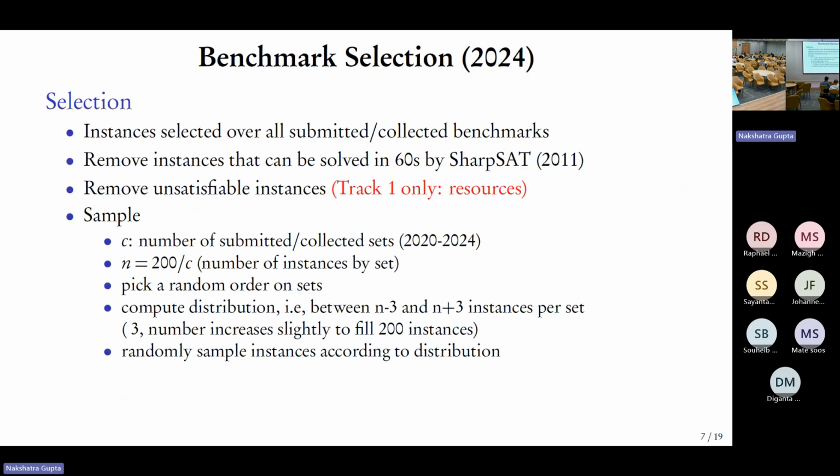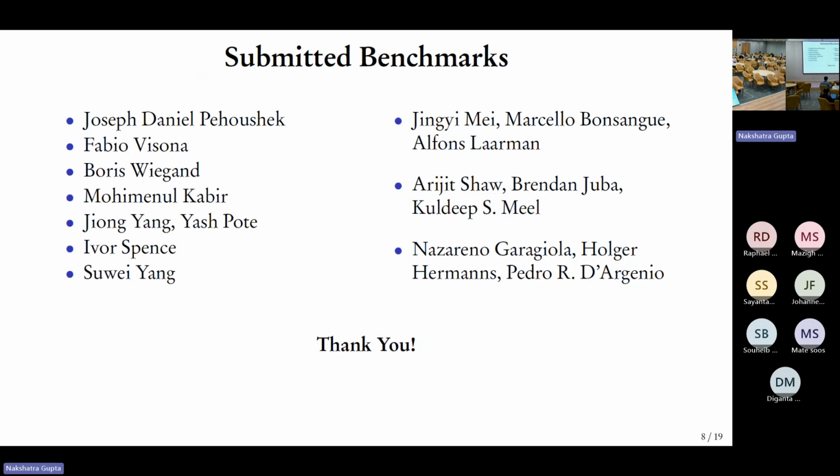So for the benchmark selection procedure, we had the set of all submitted benchmarks, and we removed the instances which are very easy or which are unsatisfiable. From each of the sets of benchmarks that we have, we tried to sample a nearly equal number of instances. A lot of different benchmarks were submitted for different tracks, so we thank all of the submitters for submitting this set of different benchmarks.